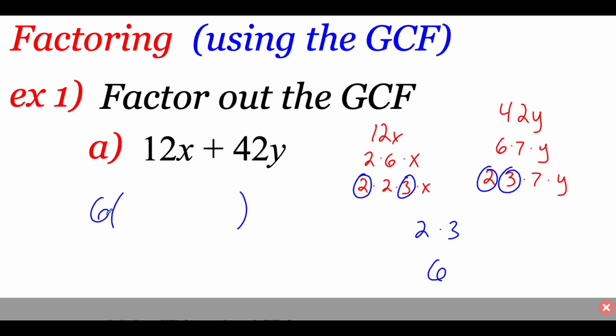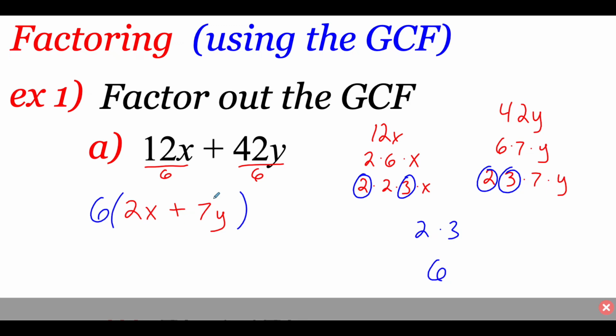So if I want to take a 6 out of 12x, I need to divide it by 6. Well, if I take 12 and divide it by 6, I get 2. Nothing happened to this x, so it's still going to be attached to that 2. And then if I want to take the 6 out of the 42y, I need to divide that by 6 as well. And 42 divided by 6 is 7, but that still has the y attached to it as well. So we factor out the 6, leaving us with 2x plus 7y.